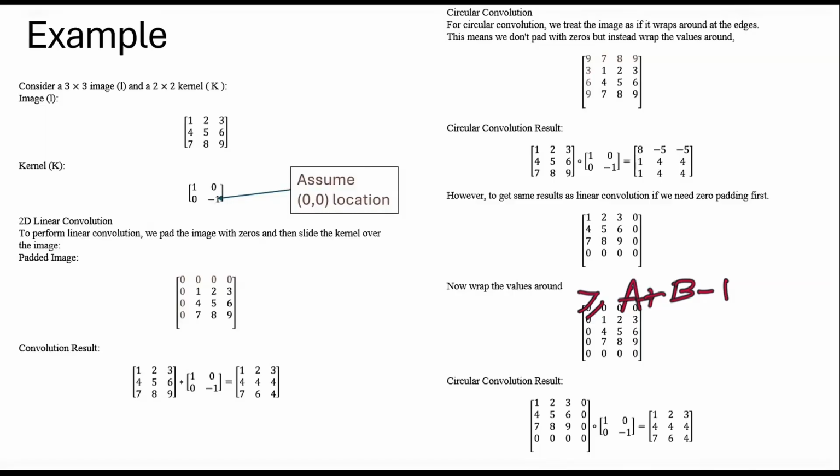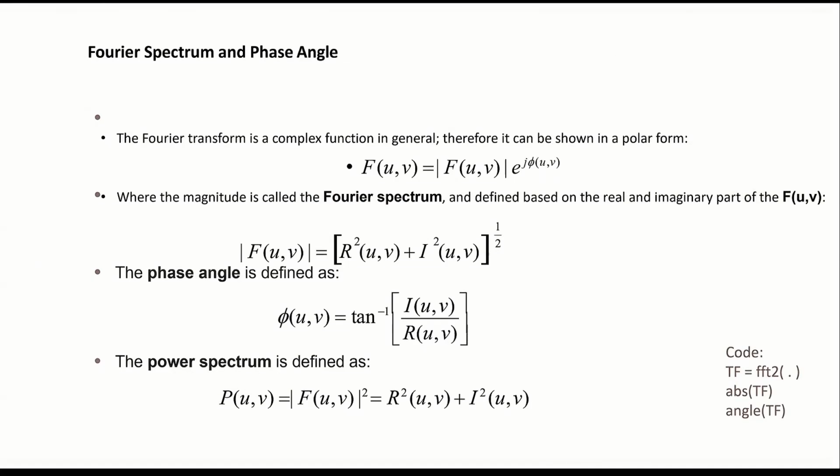And how many zeros? This matrix along x-axis and y-axis. This is what it means. Okay. So there are two things about the Fourier transform.